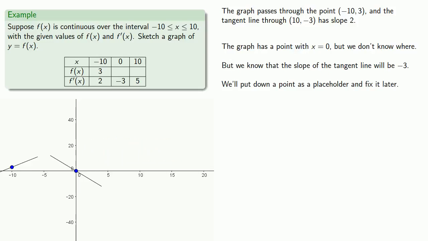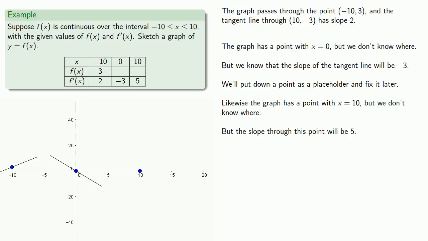Likewise, we know that the graph has a point with x equal to 10, but we don't know where. But we do know the slope through this point will be 5, so we can put the tangent line and fix the location of the point later. Well, it's later now, so let's go ahead and fix that.